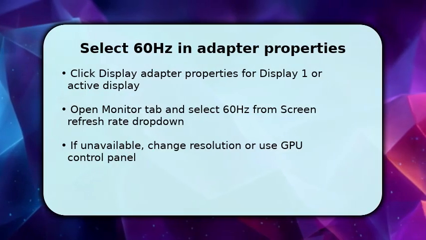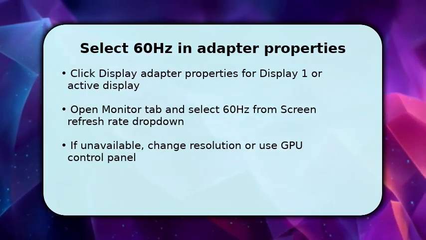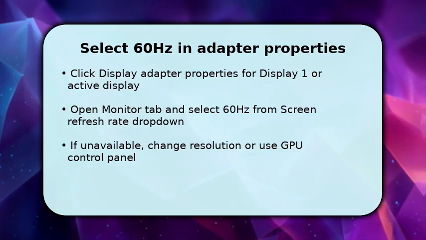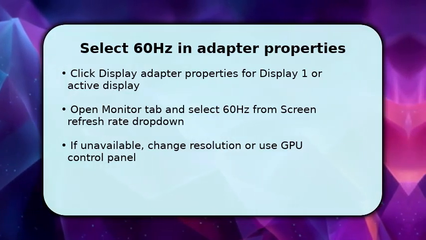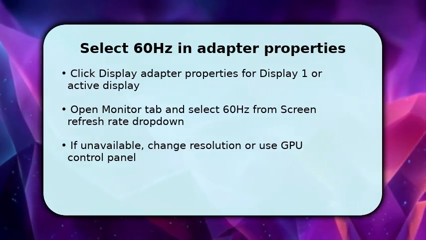Now you switch the active refresh rate. In Advanced Display, click Display Adapter Properties, then the Monitor tab. This is where Windows lists valid refresh rates. Choose 60Hz from the Screen Refresh Rate dropdown and apply. The monitor will test the mode.